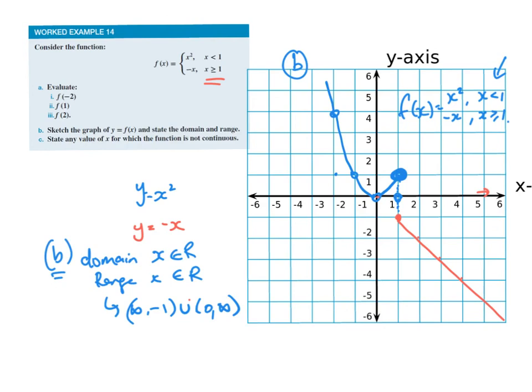Got ya. Okay, so rightfully so, they're acknowledging the discontinuity in here between negative 1 and y of 0.